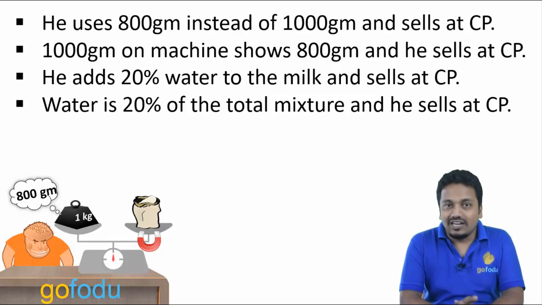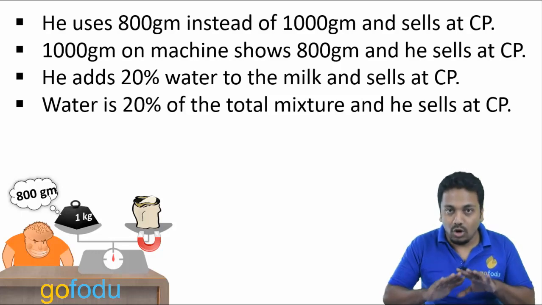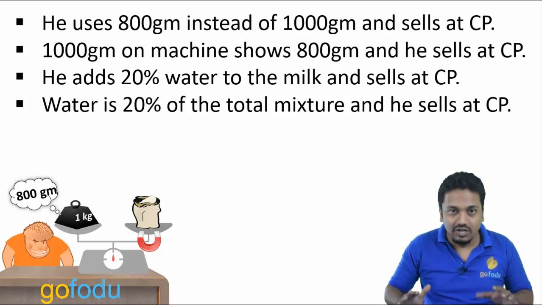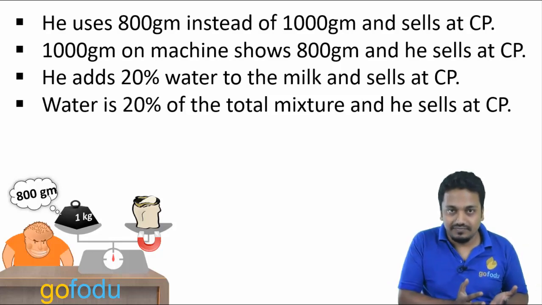In each case, we are assuming that the shopkeeper sells at the cost price. He is not adding any extra margin. Whatever profit he is making comes by cheating customers. Okay?